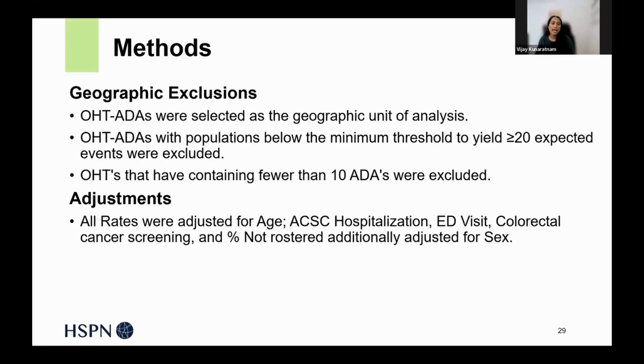Because of our rates, we also used 2 strategies to mitigate having unstable estimates or super large confidence intervals. The first thing we did was any OHT ADAs with populations below the minimum threshold to yield an expected minimum of 20 events were excluded. And then we took it a step further and excluded any OHTs that have fewer than 10 ADAs for our analysis. In terms of adjustments, similar to what we've been doing all this time, all rates were adjusted for age and sex as appropriate.